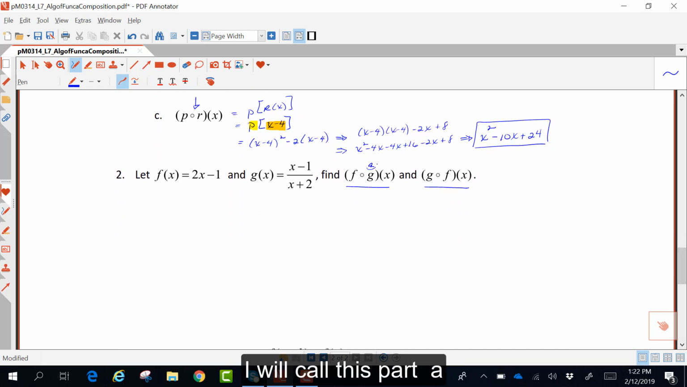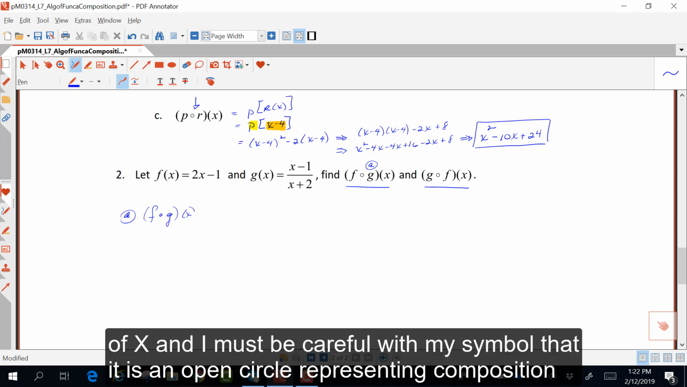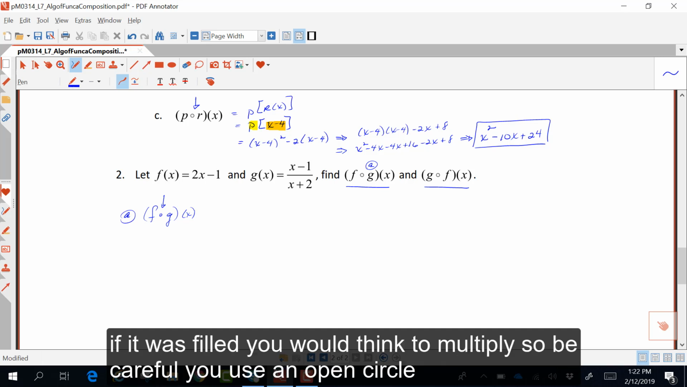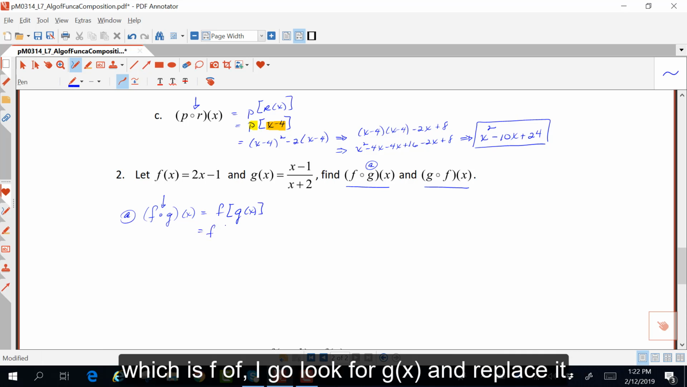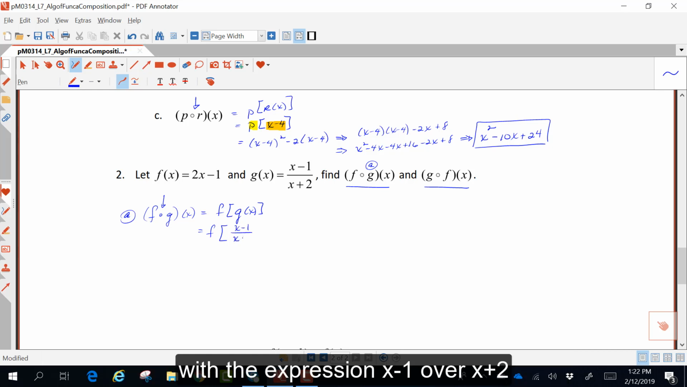I will call this part A. So part A is asking F of G of X, and I must be careful with my symbol that it is an open circle representing composition. If it was filled, you would think to multiply, so be careful you use an open circle. So this can be written as F of G of X, which is F of, I go look for G of X and replace it with the expression x minus 1 over x plus 2.